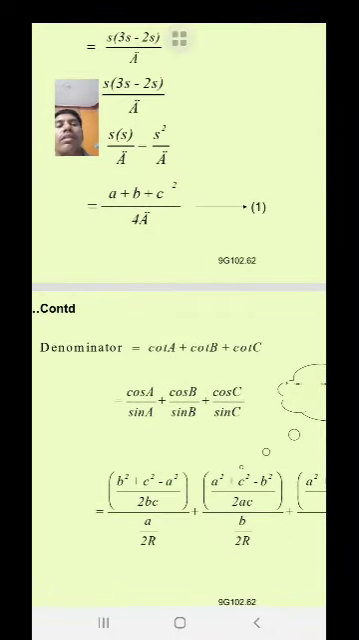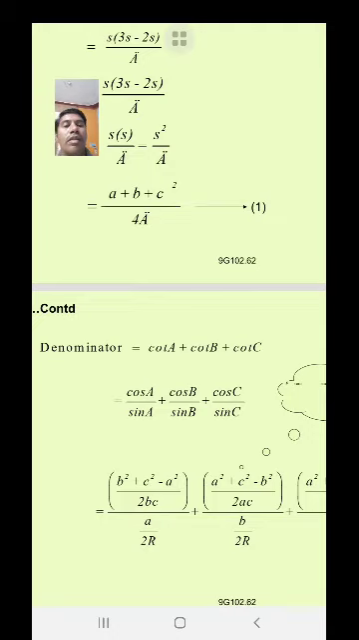Therefore S, we know, is (A + B + C)/2. So S square means the whole square, 2 square means 4. Here the bracket is missed; we have to keep it in a bracket. So consider this as equation 1.